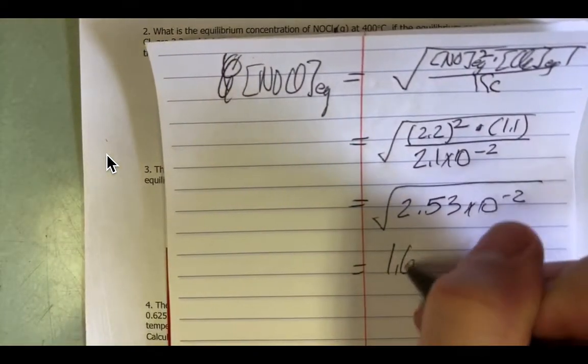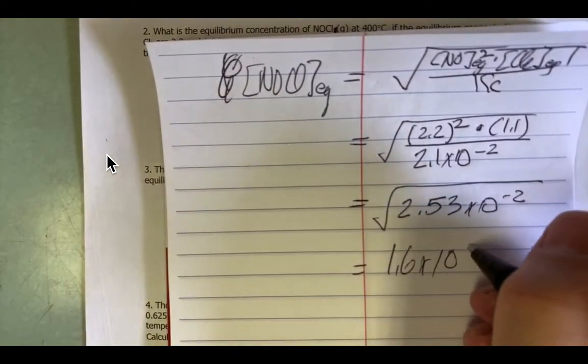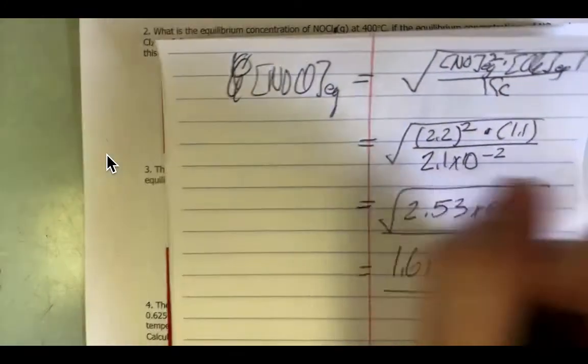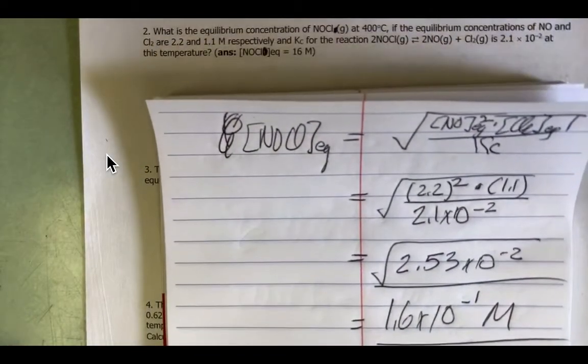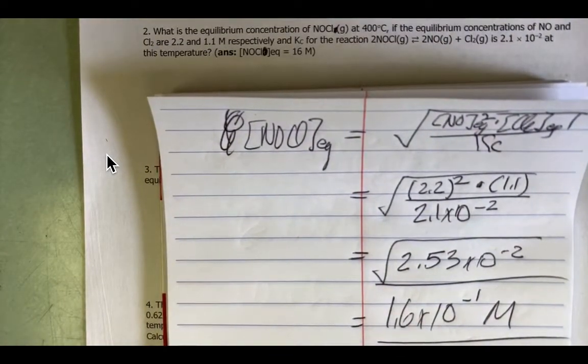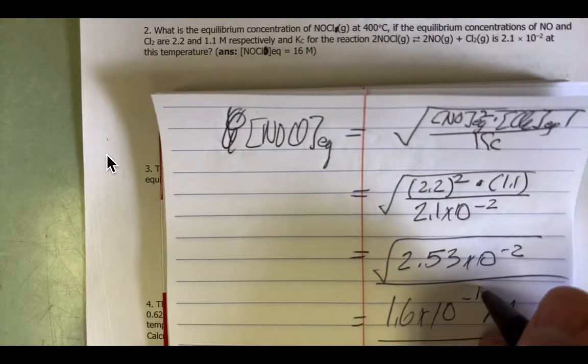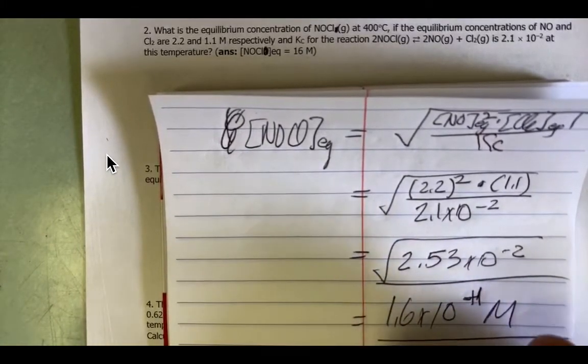Okay, 1.6 times 10 to the minus 1 molar. Okay, or 0.16. Gotta look at this right. Plus 1, which is 16 molar.